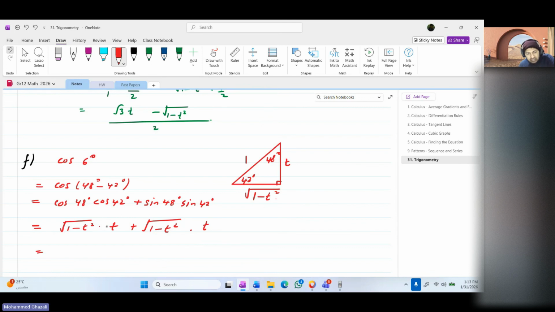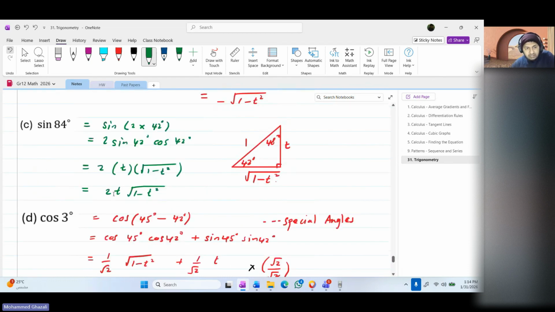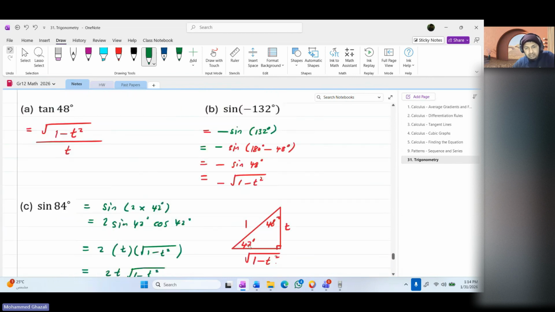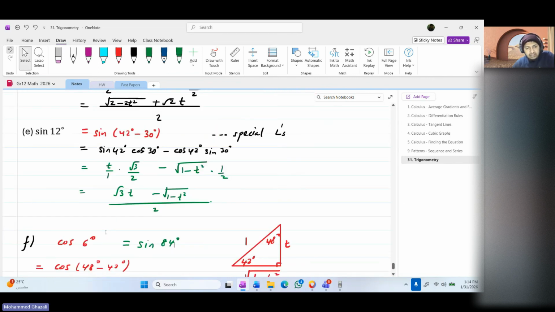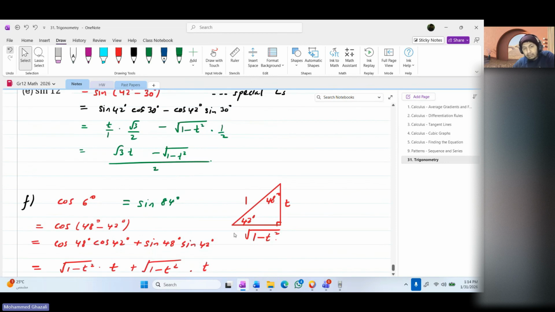Okay, so you see you got t times this plus t. So just 2t square root of 1 minus t squared. Okay, so we got the same thing, 2t times square root of 1 minus t squared. And you know cos of 6 is the same thing as saying sine of 84, because 84 plus 6 is 90. So if you go to sine of 84, you will find that the answer was also this. But over here, I used a double angle because 2 times 42 gave me 84. But over here, cos of 6, I use compound angles, right?